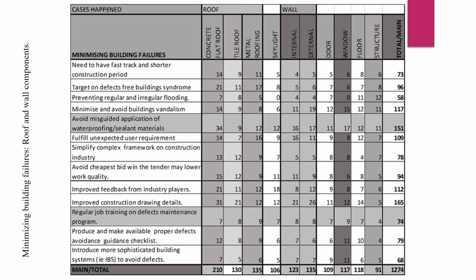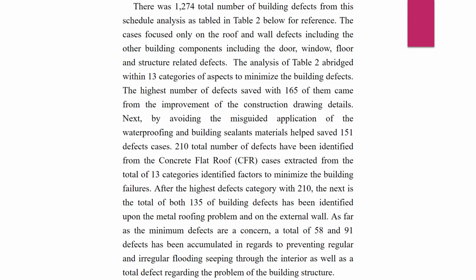Most from the graph, we can see here, most of the problem is in the CFR again. There's a lot of problem in the concrete flat roof, and the next is these two here, the metal roofing, which has a lot of defects, and the external wall comes second after the concrete flat roof, aka CFR. This is the one that I just mentioned. Okay, let's go to the next slide.